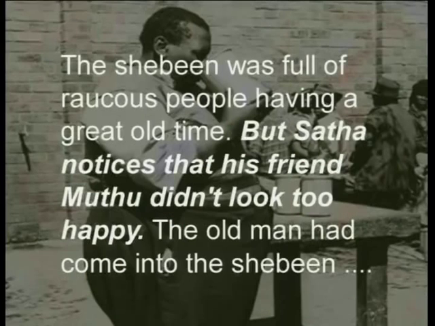Here, the main idea is that Mutu is looking unhappy, so we can see that the topic sentence is, "But Sartha notices that his friend Mutu didn't look too happy." So sometimes the topic sentence is in the middle, with some preparation before it and further explanation afterwards.